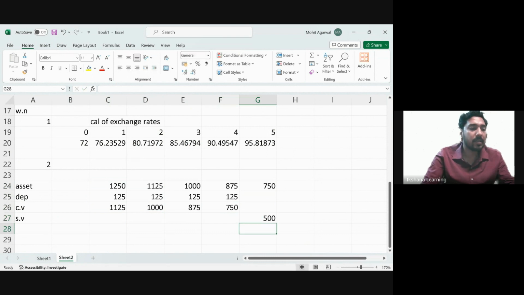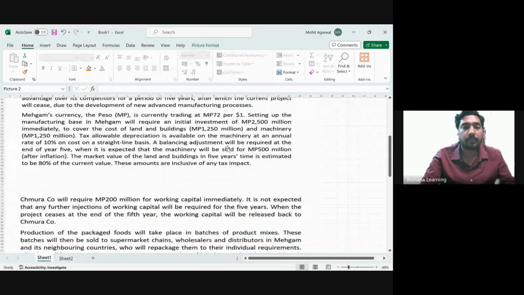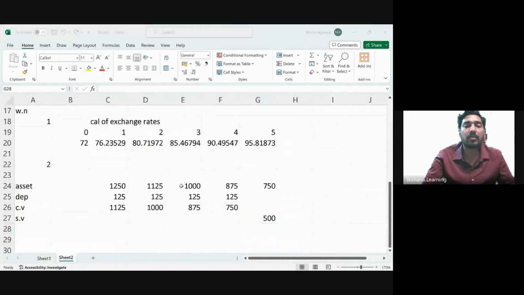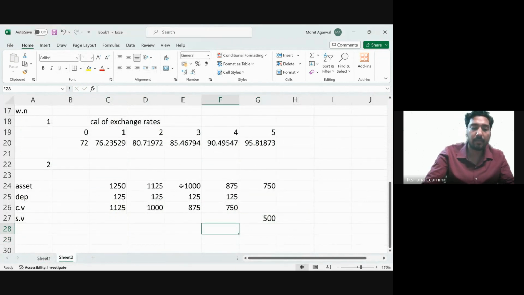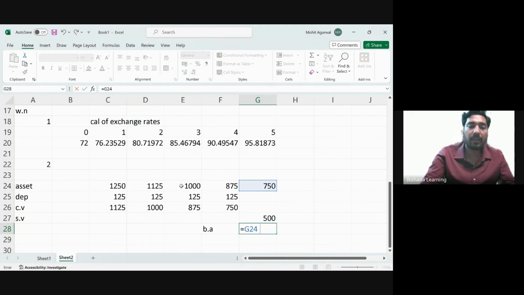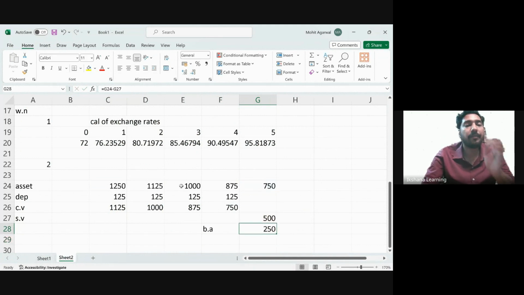You can see the machine will be sold for 500 million after inflation. So inflation is also impacted. So there's a balancing charge or balancing allowance. Balancing allowance because there's a loss. So we will get 250 balancing allowance.